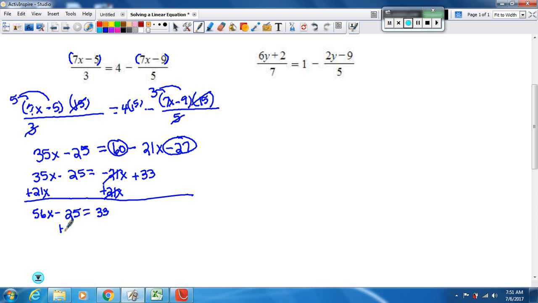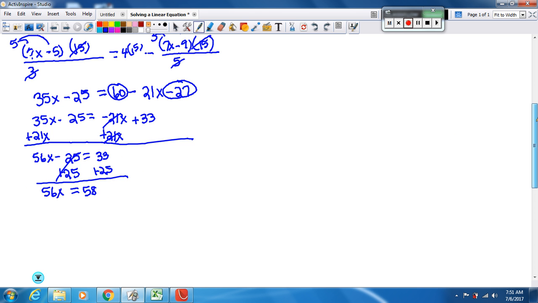I have to add 25 to both sides. So bring down the 56x. Opposites cancel, equals 33 plus 25 is 58. Divide both sides by 56. Top cancels with bottom. X equals 58 over 56. You can divide those by 2. So 58 divided by 2 is 29. And 56 divided by 2 is 28. So 29 over 28 is the final answer.